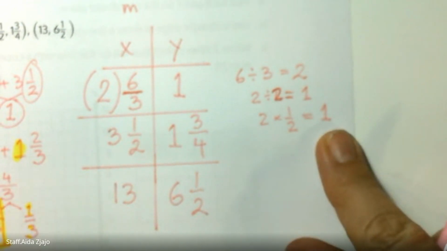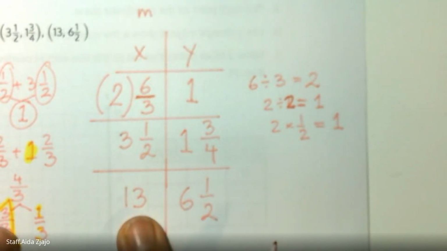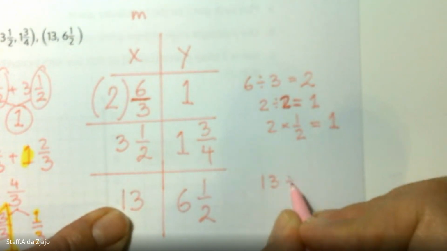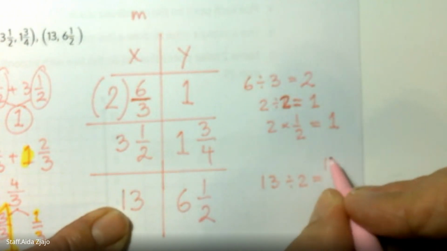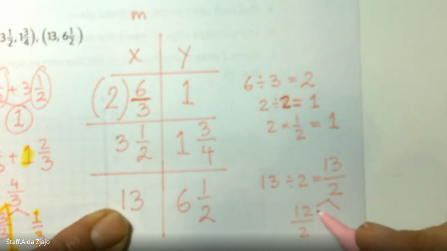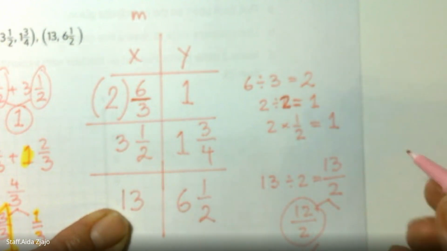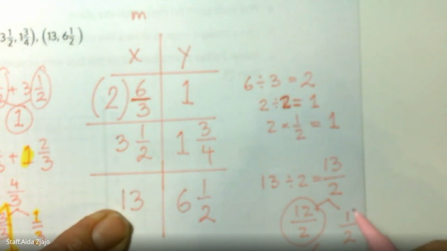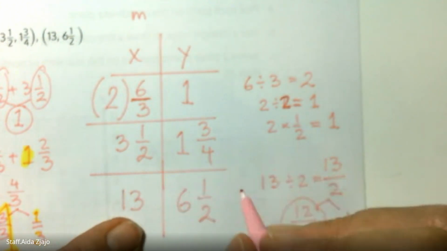Right? Okay, next 13. If you think about dividing 13 into 2, you can think 13 divided by 2. You can think this to be 12 halves. That makes 6. And then you have here 1 divided into 2, so that will make 6.5. So it works for that.